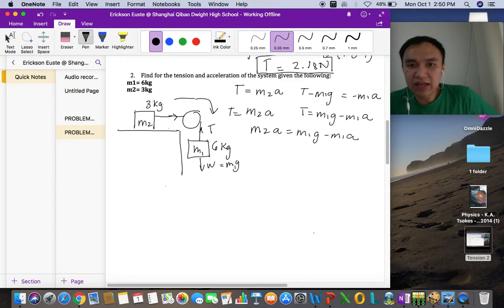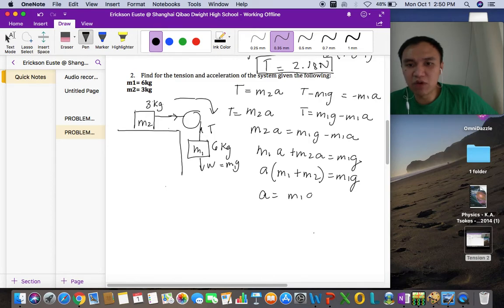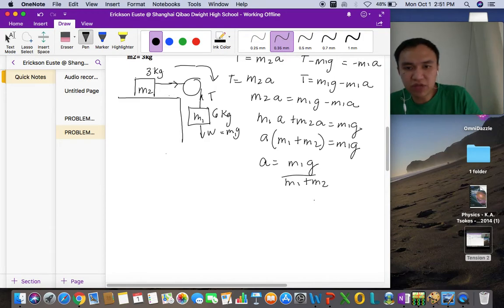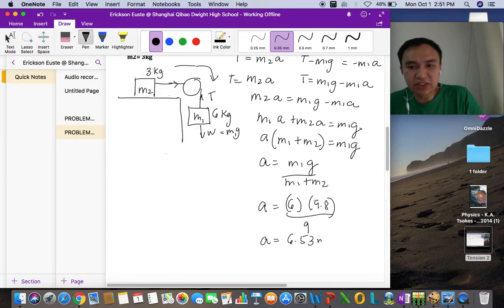Rearranging it and combining like terms, I will have m1a plus m2a is equal to m1g. Factor acceleration, I will have acceleration times m1 plus m2 is equal to m1g. Divide both sides by m1 plus m2, I will have acceleration is equal to m1g over m1 plus m2. I already know the mass 1, which is 6 kilograms, so that means that a is equal to 6 times 9.8 over 9. The answer here is 6.53 meters per second squared.